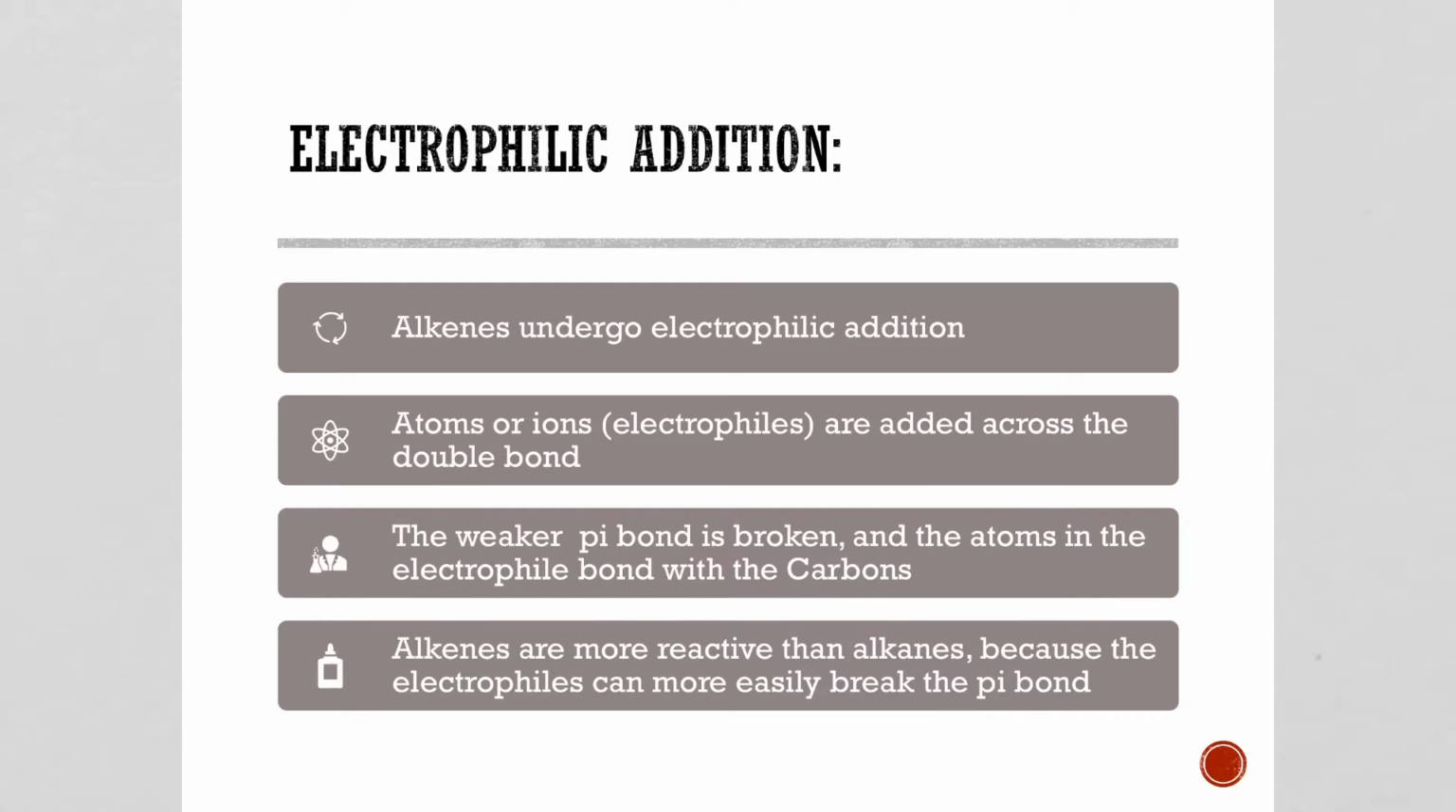So the weaker pi bond is broken. Remember, the sigma bond is stronger. And the atoms in the electrophile will bond with the carbons. Alkenes are more reactive than alkanes because the electrophiles can more easily break the pi bond than a sigma bond.